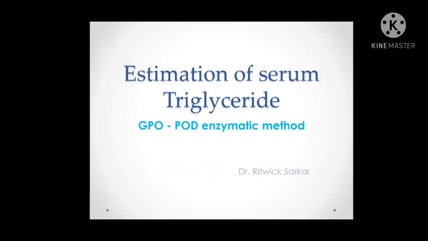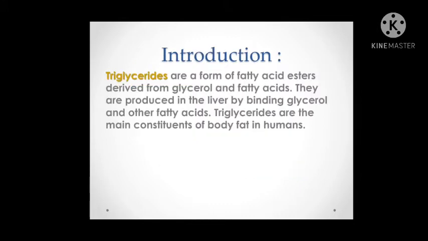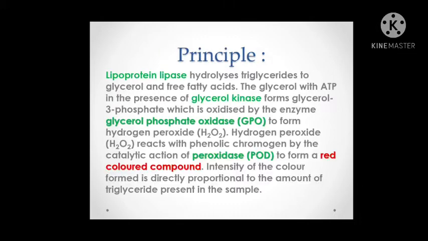Hello students, today we will discuss the estimation of serum triglyceride by the GPO-POD enzymatic method. Triglycerides are a form of fatty acid esters derived from glycerol and fatty acids. They are produced in the liver by binding glycerol and other fatty acids. Triglycerides are the main constituents of body fat in humans.